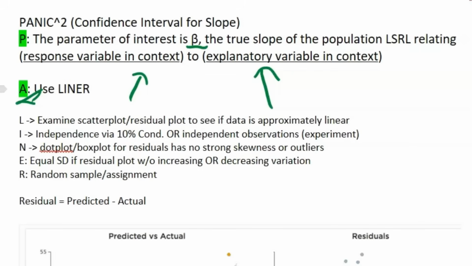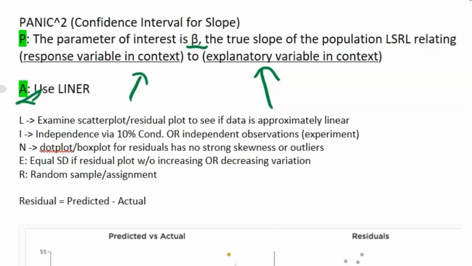Now for the assumptions and conditions, this is why you usually won't be asked to do a full procedure on the AP exam, because there are 5 of them to check. You need to check the residual plot or scatter plot to see if the data is approximately linear. Check for independence, the 10% condition, or if it's independent observations if it's an experiment. Then you've got your dot plot or box plot of residuals. You don't want any strong skewness or outliers.